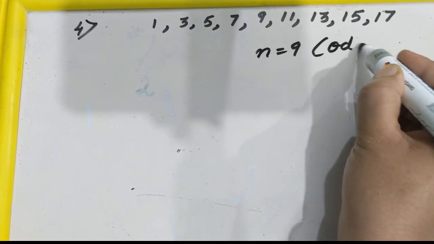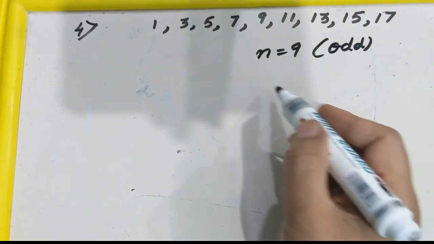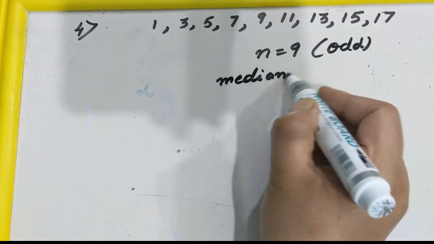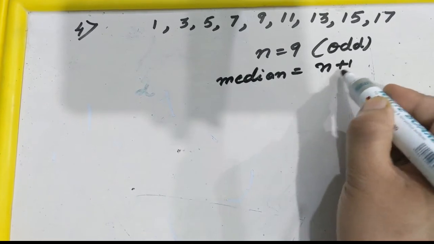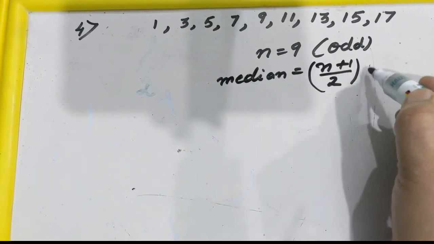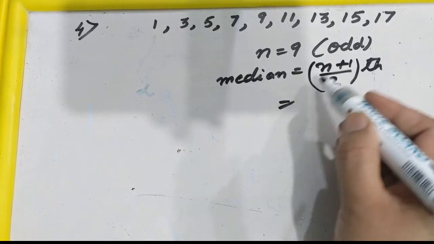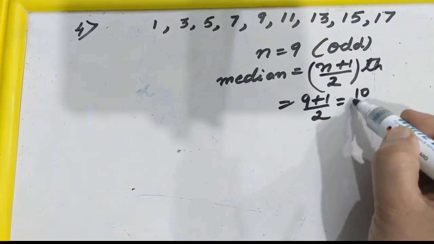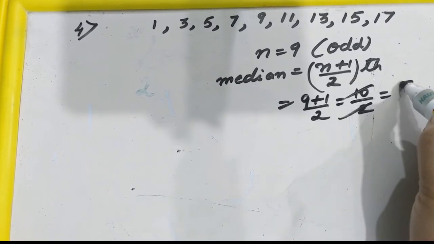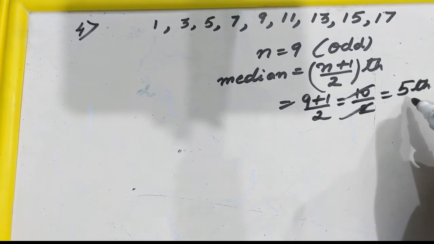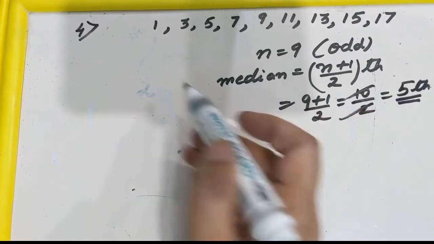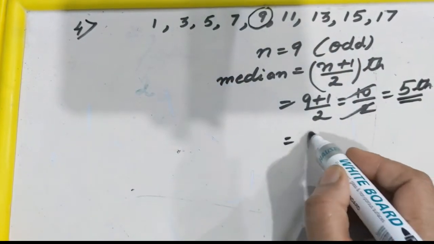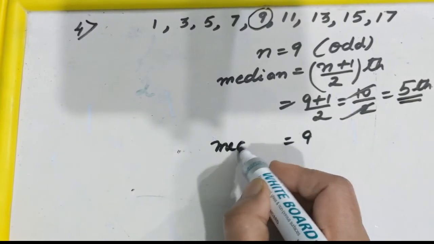In case of odd number, we can easily find the centermost term. Which one is the median? Median is n plus 1 by 2th term. That is, n is 9 here. So 9 plus 1 by 2. That is 10 by 2. Simplify, fifth term. So in this case, we'll get the direct answer. Which term is median? Fifth term. First, second, third, fourth, fifth. So in this case, 9 is the median.